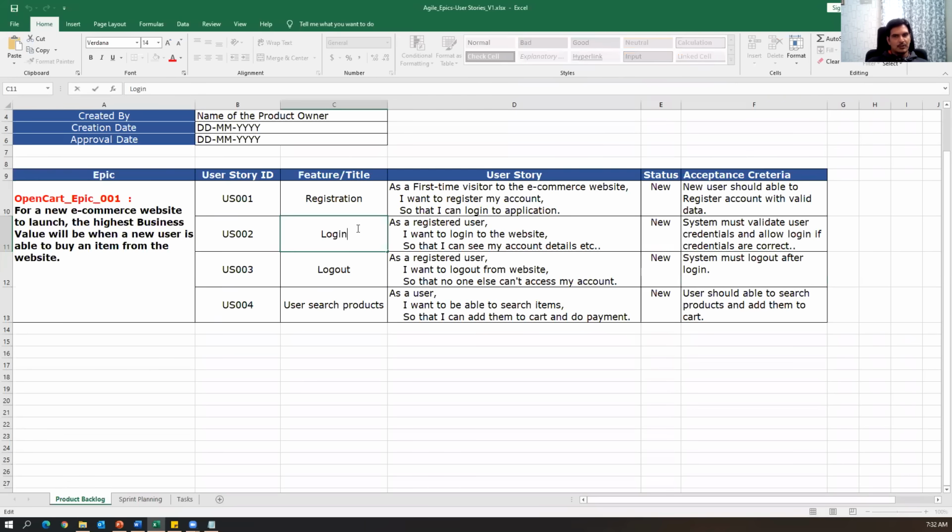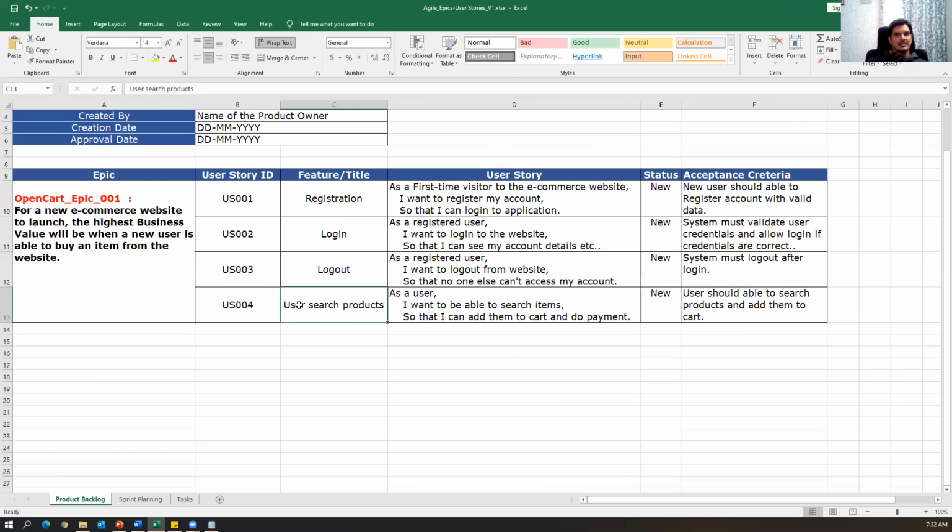Similarly, login is one feature. So how does the user story look? As a registered user, I want to log into a website so that I can see my account details. This is the user expectation. And the acceptance criteria is: the system must validate user credentials and allow login if the credentials are correct. Similarly, another story is logout. As a registered user, I want to log out from the website so that no one else can access my account. This is the expectation from the customer. The acceptance criteria is that the system must log out after login.